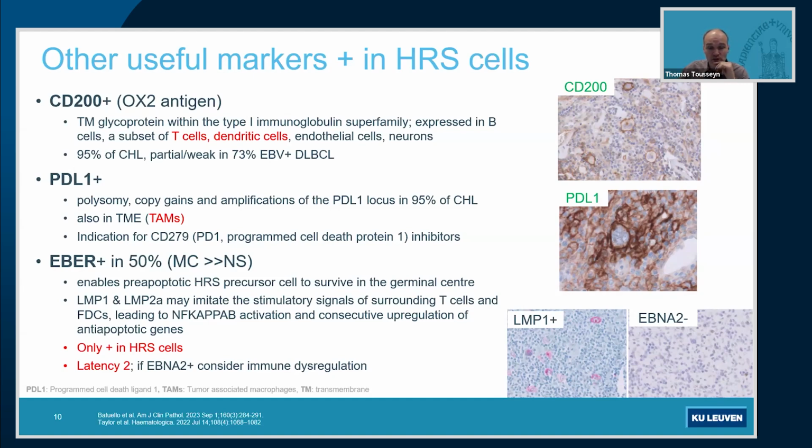So that's important to notice when you have, for example, a differential with some more polymorphic EBV positive B-cell LPDs or a diffuse large B-cell lymphoma. So that's important to notice.